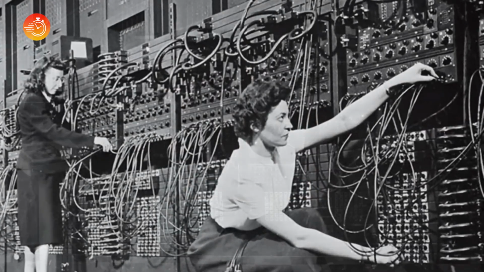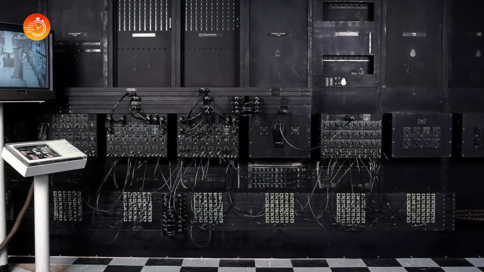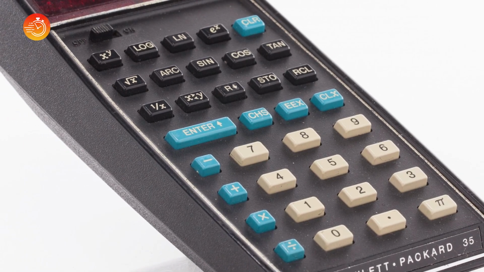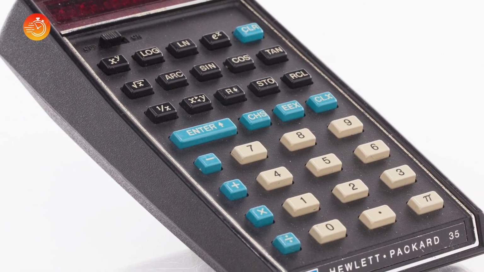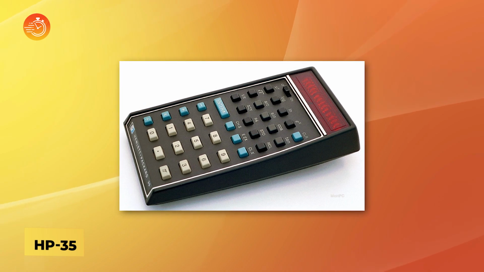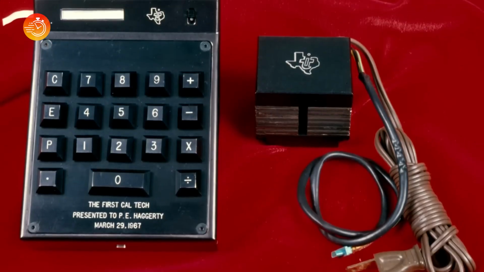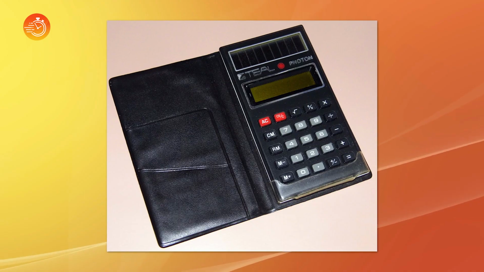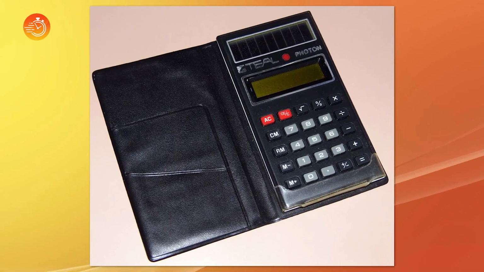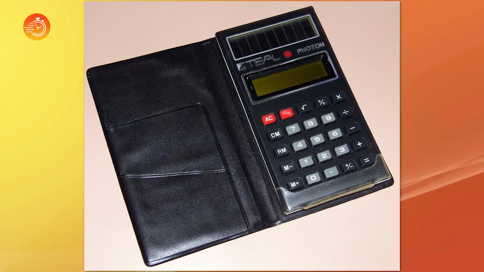The 1970s marked a significant turning point with the advent of electronic calculators. The HP 35, launched in 1972, was the first scientific pocket calculator. Soon after, pocket-sized calculators became widely accessible. Casio introduced solar-powered models, emphasizing sustainability.